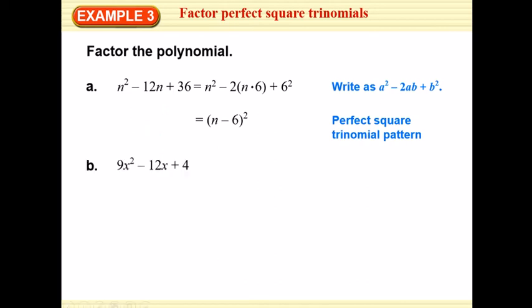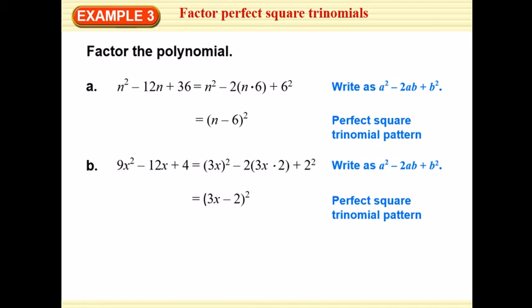Okay, example 3b. 9x squared, that's a perfect square, minus 12x plus 4, that 4 is a perfect square. And so let's go ahead and rewrite it as a perfect square trinomial. So I have my a term here, and I have my b term here, and then I multiply them and double it, and it does fit that pattern, so I can factor it into 3x minus 2 squared.